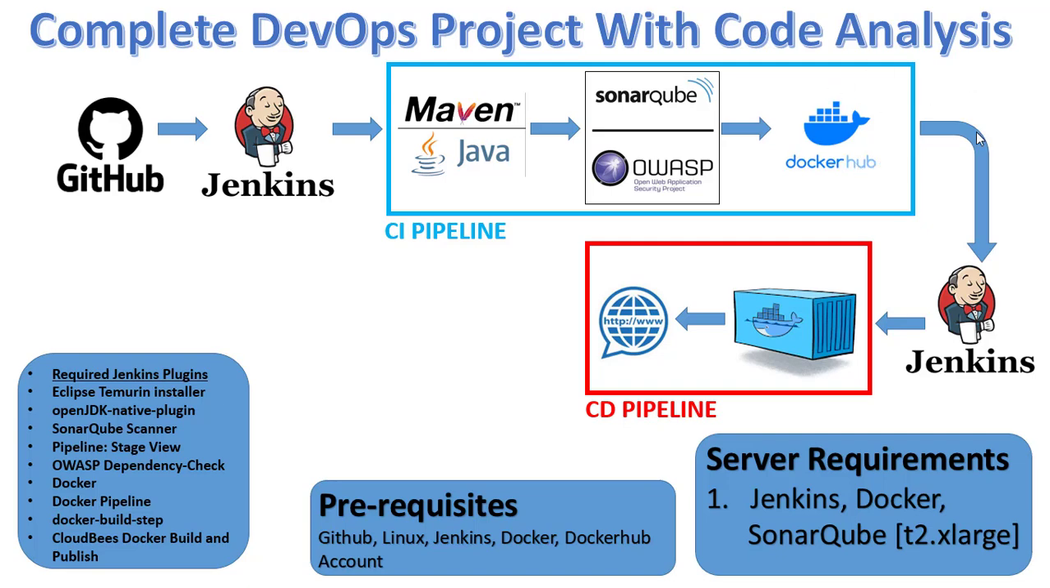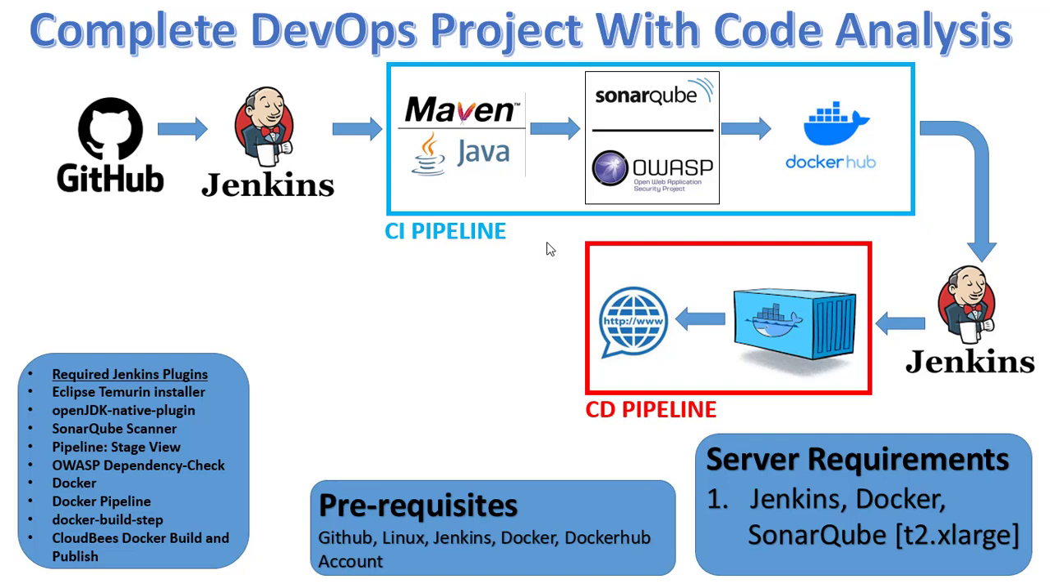And after that, I will add one stage which will trigger another pipeline. That is the CD pipeline, which will create the container using the same image and publish the website. This one is a Java project. You can use your own Java project to create this type of CI/CD pipeline.